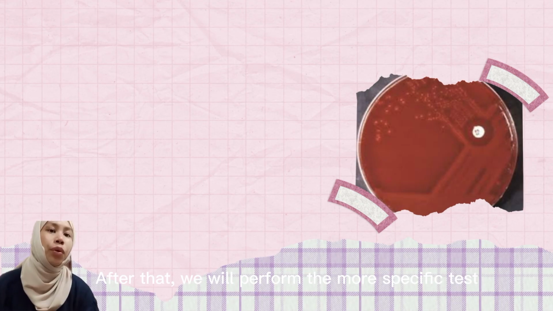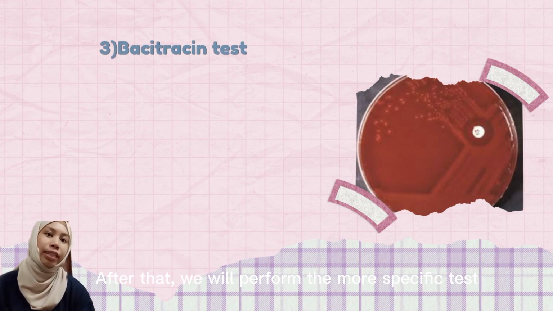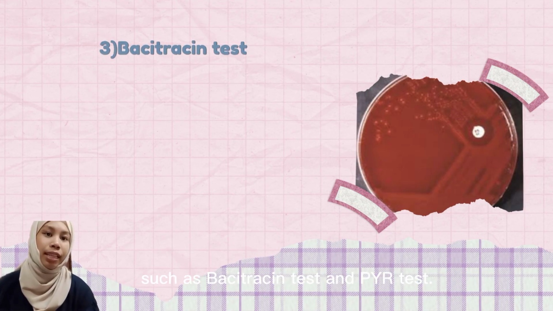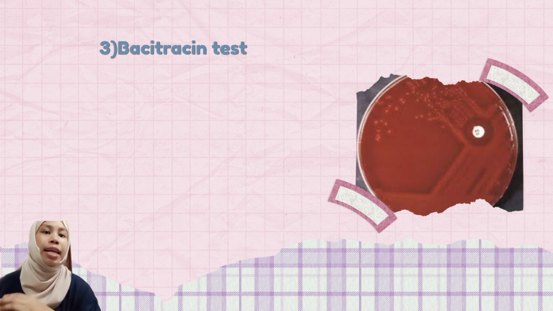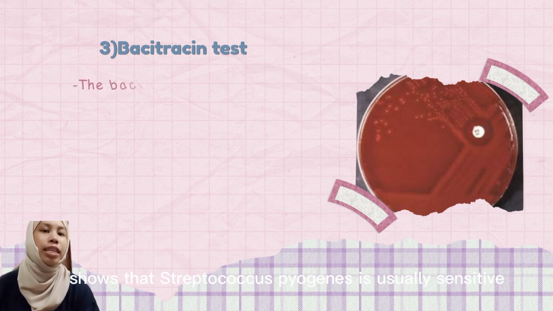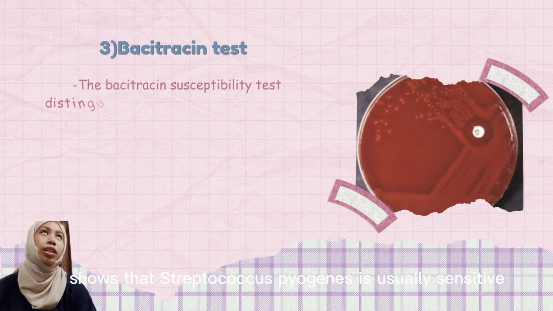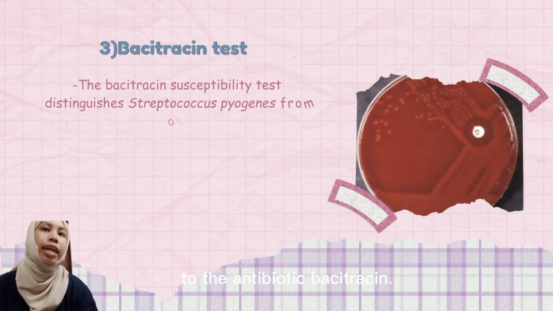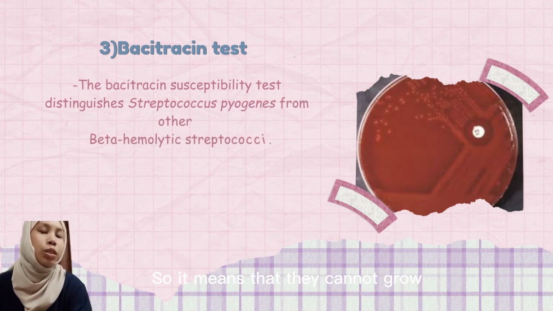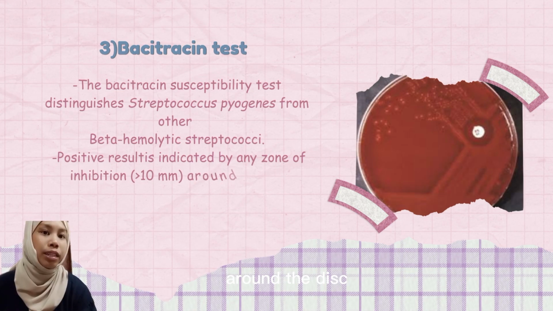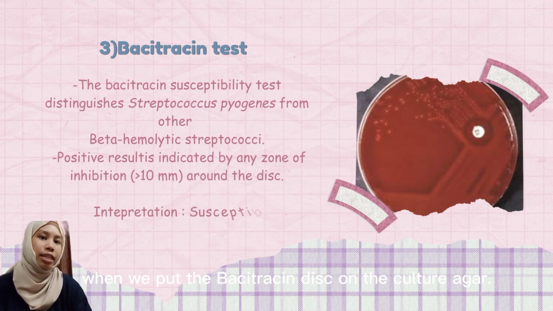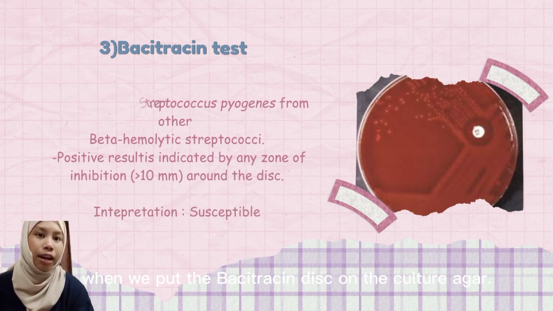After that, we will perform the more specific tests such as the bacitracin test and PYR test. The bacitracin test shows that Streptococcus pyogenes is usually sensitive to the antibiotic bacitracin, so it means that they cannot grow around the disc when we put the bacitracin disc on the cultured agar.